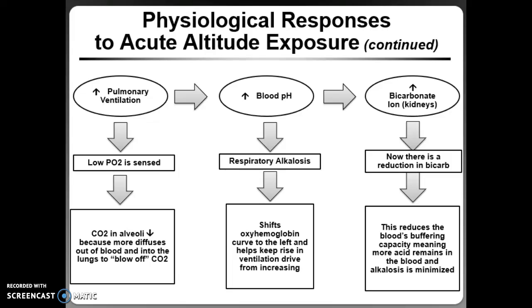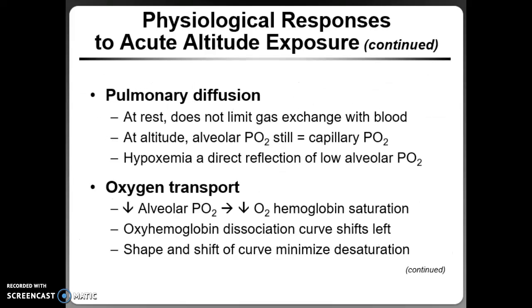Increased pH causes respiratory alkalosis, and as the bicarb gets released, and we start breathing out more CO2, there's a reduction in it, and now we can actually end up seeing how all this happened, and eventually gets to a point where our drive for ventilation will actually decrease, and alkalosis will be maintained, or alkalosis will be prevented from going any further.